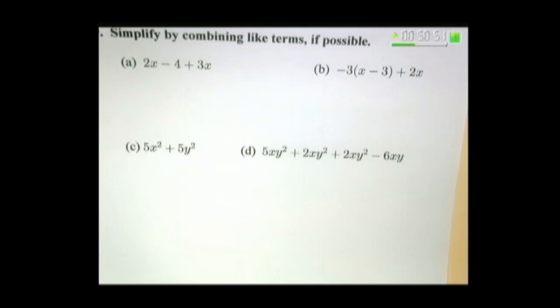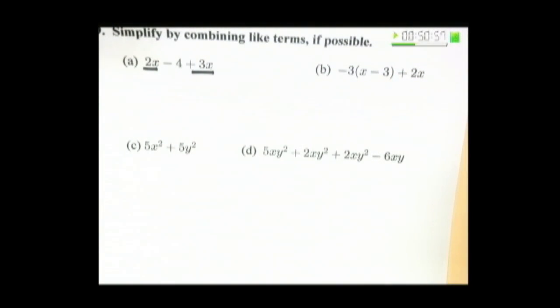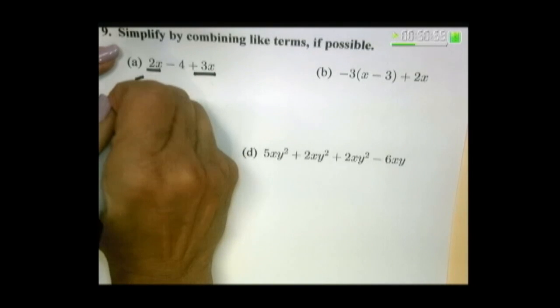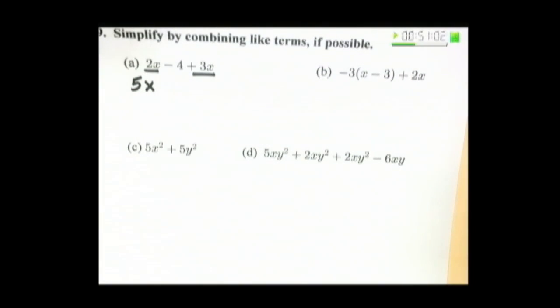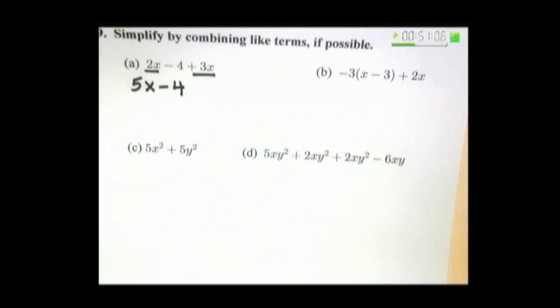Remember that you can combine x with x, but you cannot combine x's with integers. So I have 2x and I have 3x. So 2x plus 3x is 5x, and there is nothing that I can combine that minus 4 with. So I have 5x minus 4.